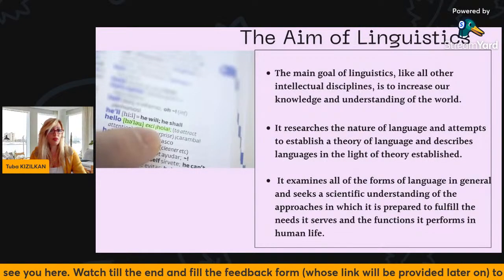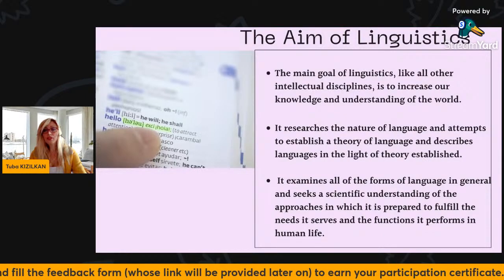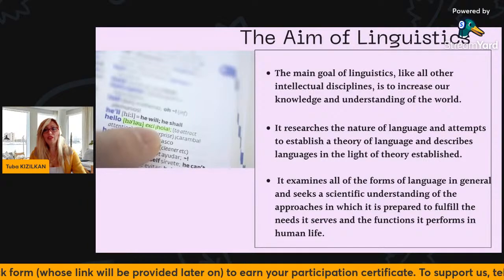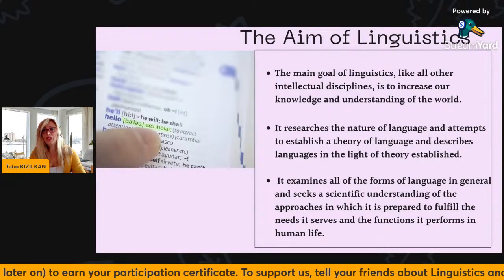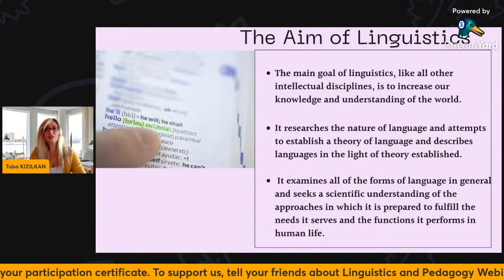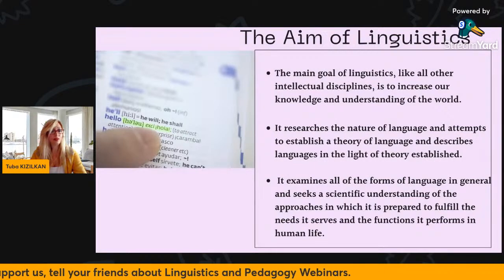I should emphasize once more, it examines all of the forms of language in general and seeks a scientific understanding of the approaches in which it is prepared to fulfill the needs it serves and the functions it performs in human life.